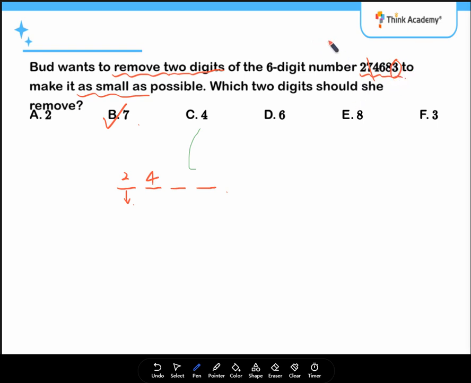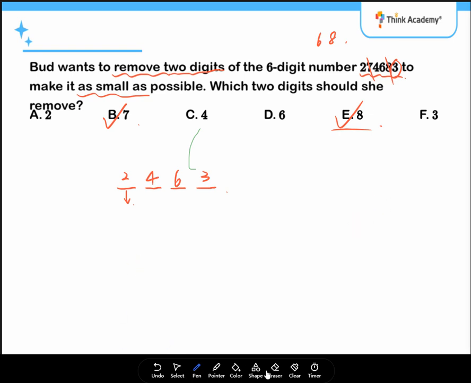So for 6 and 8, which one should we use to make it as small as possible? Very good. We should use 6. You can type it in the chat box. Yeah, 6. And the final digit, of course, we can use the smallest one. Finally, here it comes, 3. In this way, it means that we simply need to remove 7 and 8.